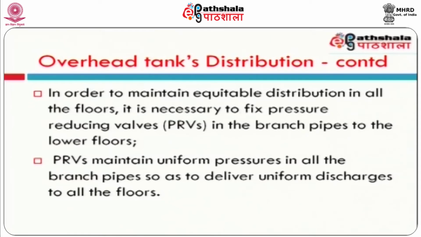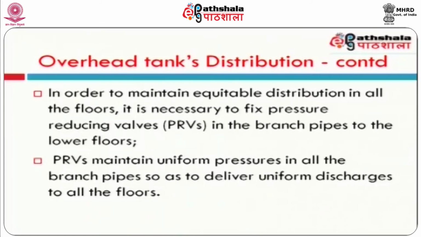In the earlier presentation, we have seen the pressure reducing valve. These pressure reducing valves are necessary in the overhead tank distribution system, and are provided in the lower floors so that we have uniform pressure at all floors; only then can you have an equitable distribution system. In all the branches to different floors, we provide pressure reducing valves that reduce the pressure to the desired level, so that we can maintain the same pressure on all floors and have equitable distribution to different floors.